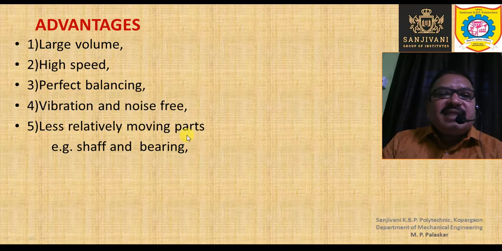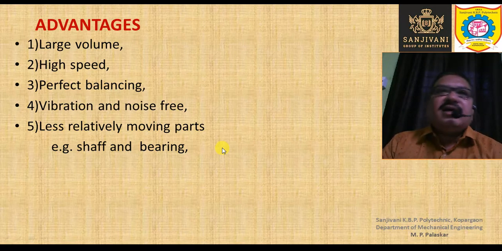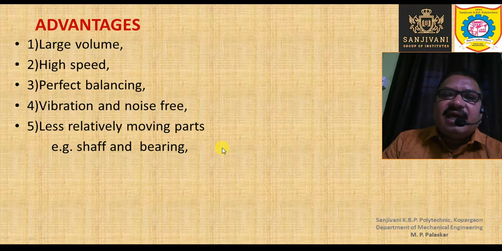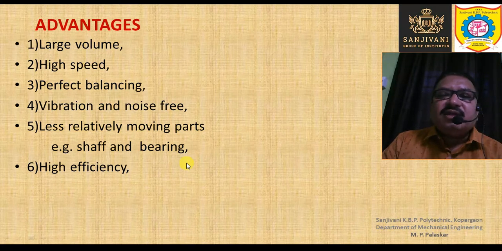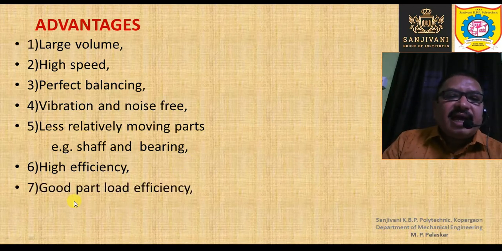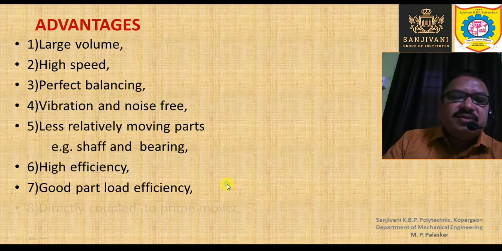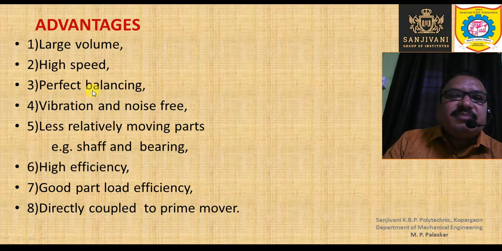The number of moving parts is less. For example, shaft and bearing are the moving parts. The relative motion is very less, so there is very less wear and tear, very less friction, and maintenance is also very less in the case of the centrifugal compressor. The efficiency of the centrifugal compressor is high, though the discharge pressure and the pressure ratio are low, and its part load efficiency is also good. The centrifugal compressor can be directly coupled to the prime mover since the speed of rotation is high.